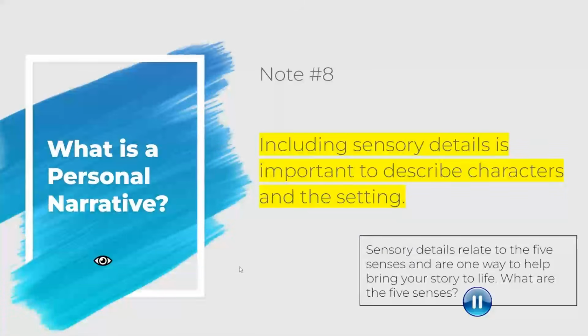Including sensory details is important to describe characters and the setting. Sensory details are things that relate to the five senses and are one way to help bring your story to life. Think, what are the five senses? Think about including details from those senses in your story. How did things feel? What did you see? How did that sound? If you include those details, it helps bring your story to life and makes it more interesting for your reader.